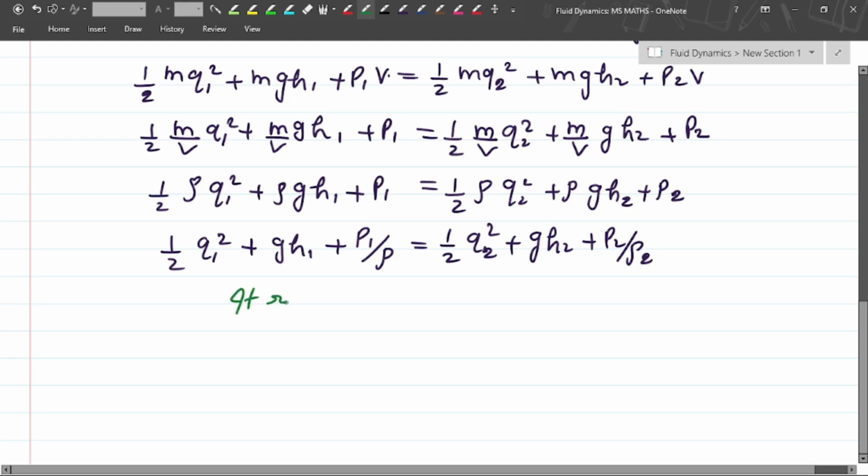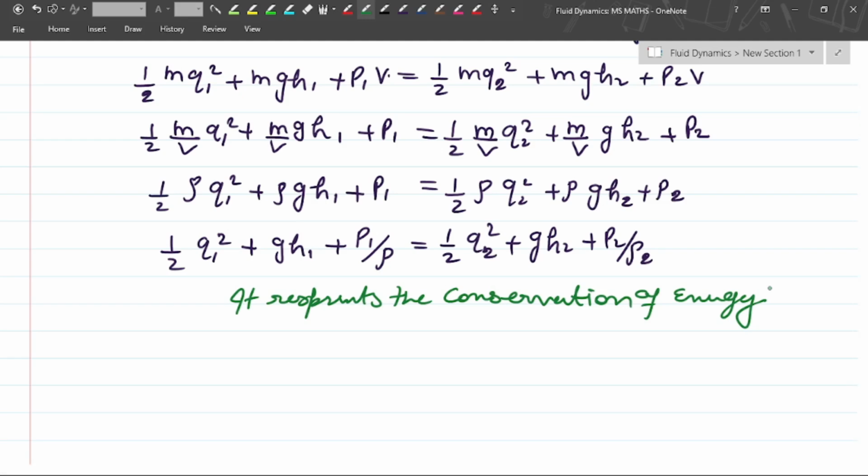It represents the conservation of energy. So this is all about the conservation of energy and the application of Bernoulli's equation.